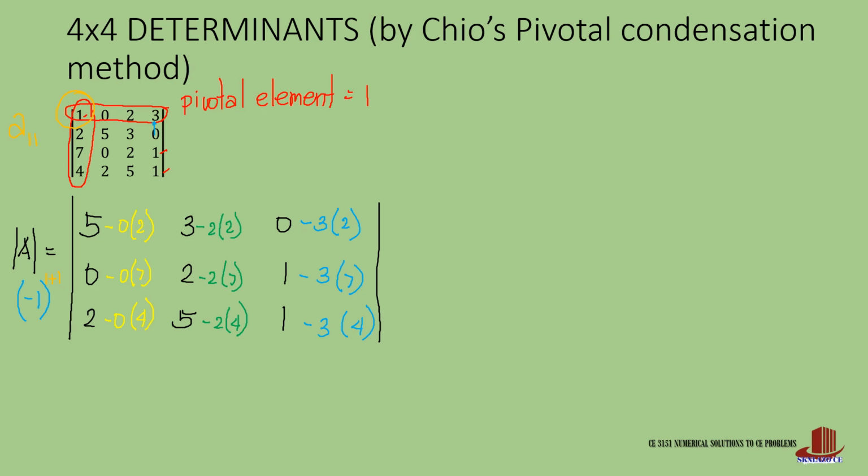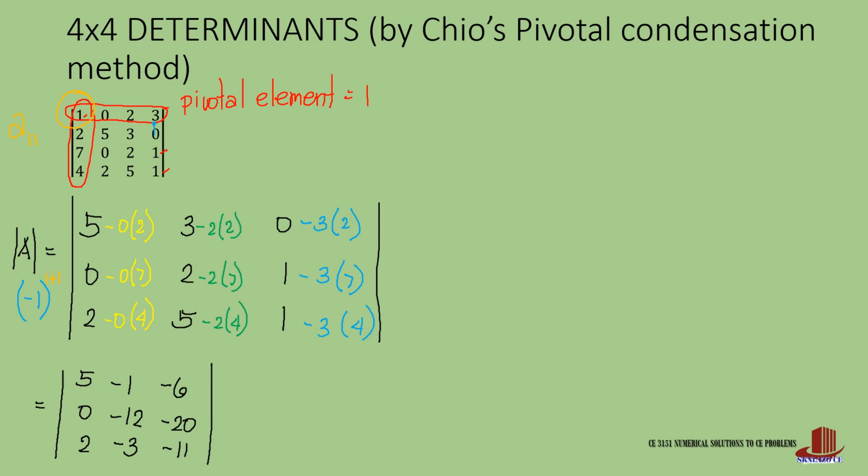So let's simplify our matrix. We would have 5, 0, and 2. Next, 3 minus 4 would be -1, 2 minus -14 would be -12, and 5 minus 8 is -3. Last column, 0 minus 6 would be -6, 1 minus 21 would be -20, and 1 minus 12 would be -11.